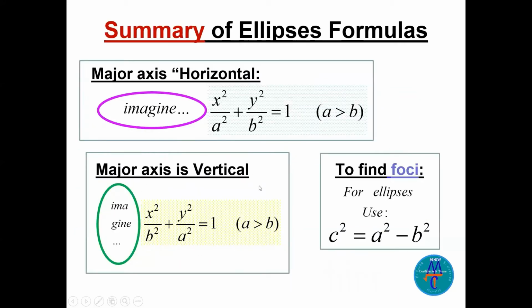This is the summary of ellipses formula. If you have a horizontal ellipse like this, you can imagine it. It will be x squared over a squared plus y squared over b squared is equal to 1. Always a greater than b.